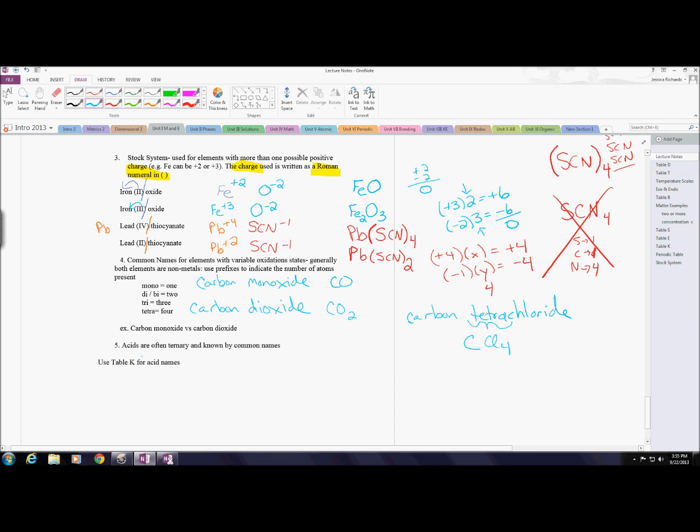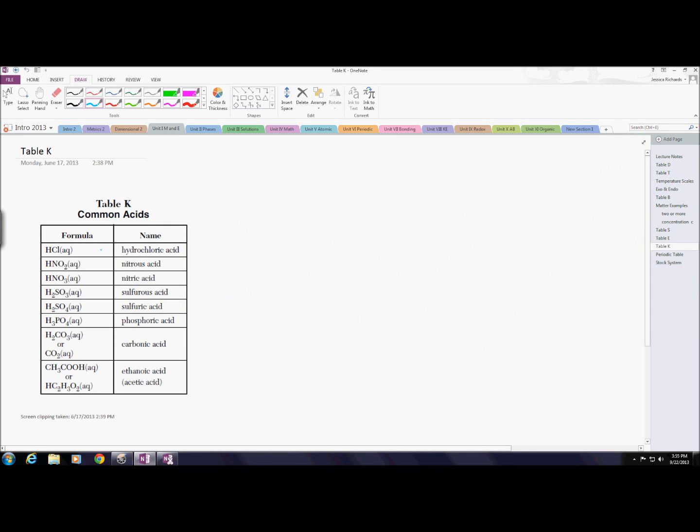Acids are on reference table K. So here are the acids. Hydrogen chloride would be in its pure form a gas. Once we make it an aqueous solution, we call it hydrochloric acid. This would be hydrogen nitrite in its pure form. When we mix it with water, it becomes nitrous acid. This would be hydrogen nitrate. When we mix it with water and it's aqueous, it's nitric acid. So you kind of see the pattern here. The acids that show up on your final exam are all listed.